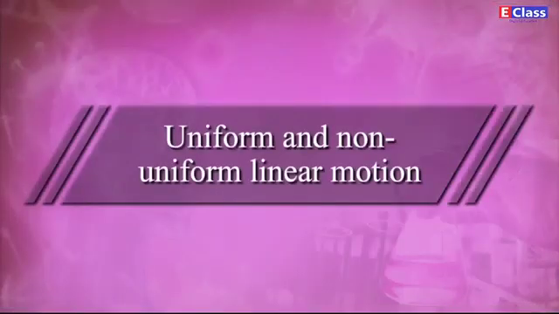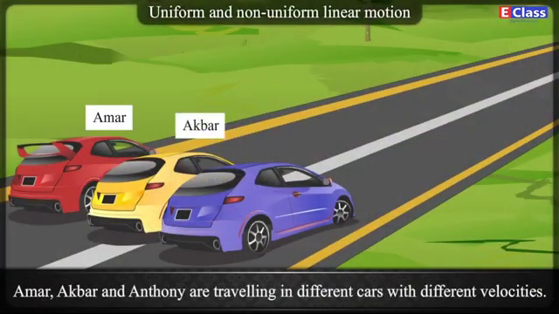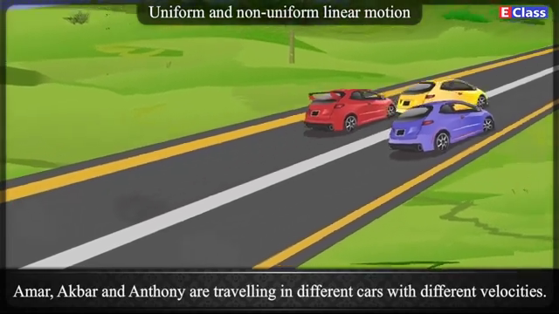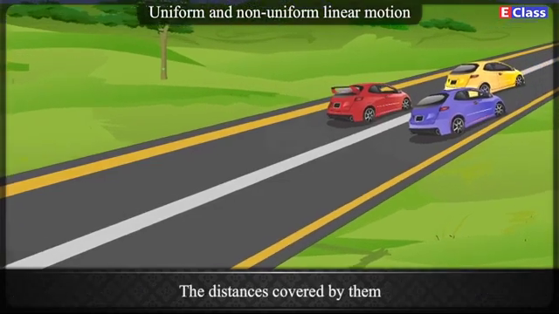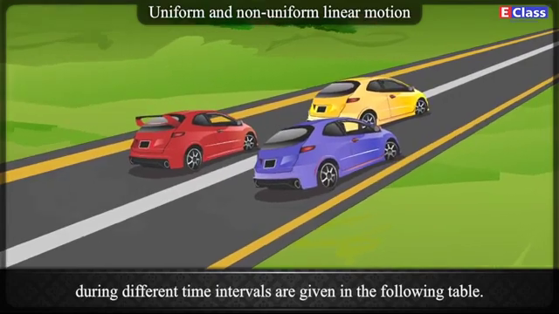Uniform and non-uniform linear motion. Amar, Akbar and Anthony are traveling in different cars with different velocities. The distances covered by them during different time intervals are given in the following table. Time in the clock 5.